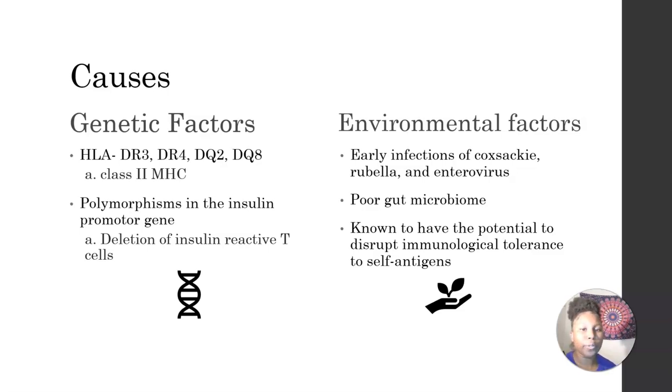For the environmental factors, we see that young children or even babies who have a lot of viruses that target the gut, the intestines, this just disrupts the immunological tolerance to self antigens. A poor gut microbiome as well, because the body's not able to have that barrier against different bacteria, causing more infection. And then later on down the line, there's something going on with the immune response to their own cells.